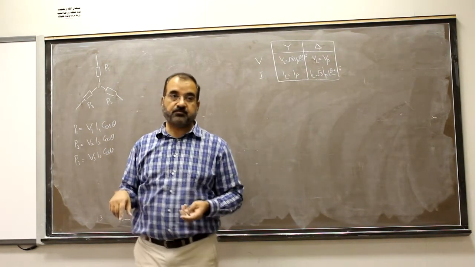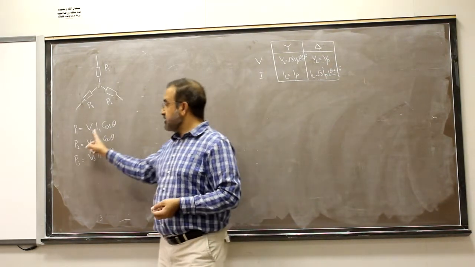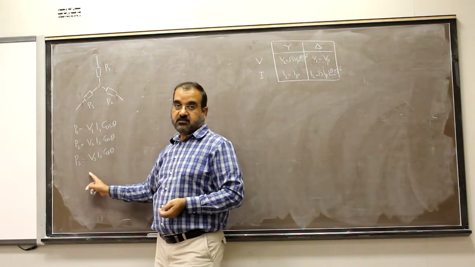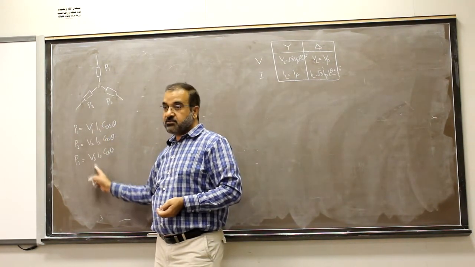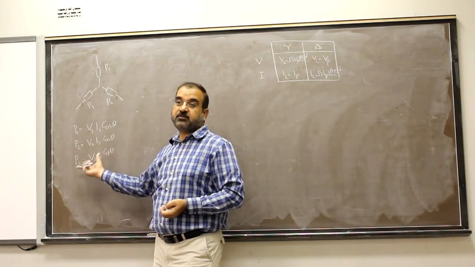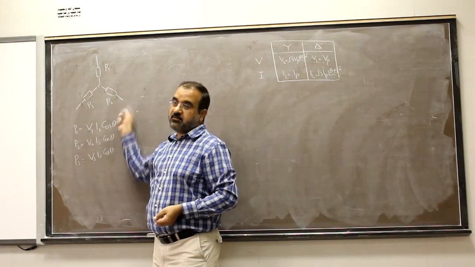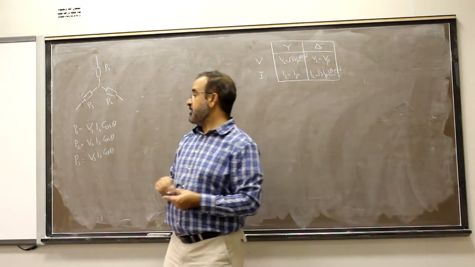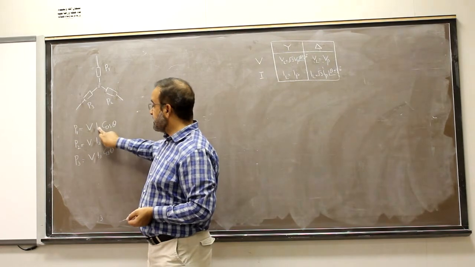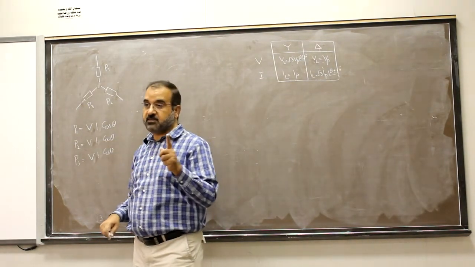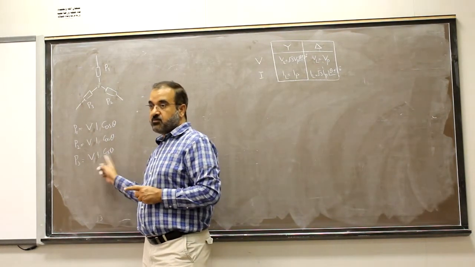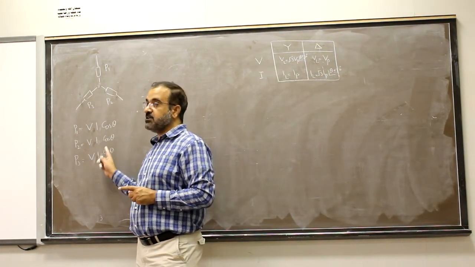But I told you that the voltage magnitudes will be the same, and the current magnitudes for a balanced load will be the same. If it is unbalanced, this will be one power, this will be the second, this will be the third. Add them together and you will get the total power. But in case of balanced, this voltage and this voltage will be the same, this current and this current will be the same. The power factor has the same angle difference between the voltages and currents, so cosine theta and theta will be the same.